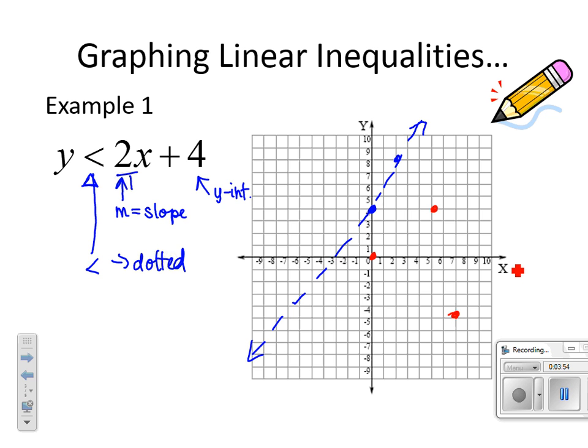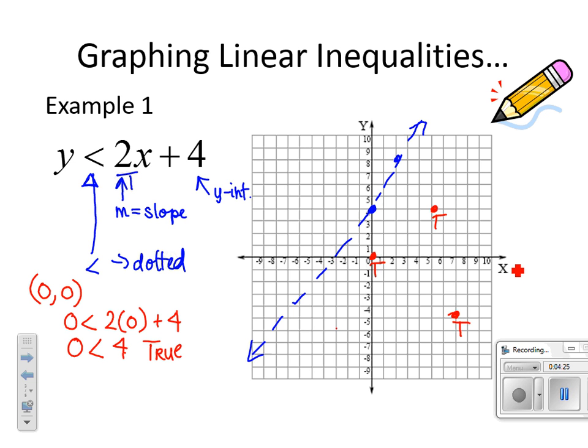Any one of those points you can pick up and bring over and plug it in and ask yourself, is it true or false? So if I'm going to use 0, 0, I'm going to plug 0 in for x and 0 in for y. And I'm going to ask myself, is 0 less than 2 times 0, which is 0, plus 4, which is 4? Is 0 less than 4? This is true.